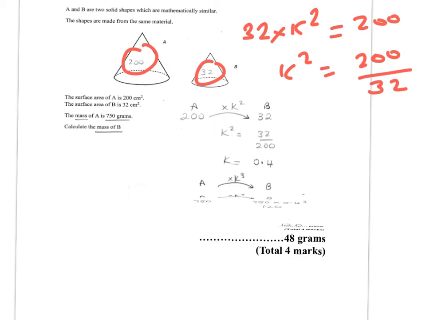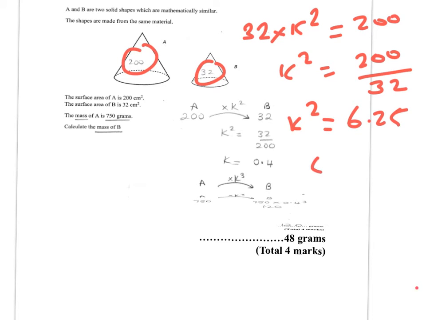Now, if you go ahead and quickly do this on your calculator, let's have a look what you'll get. I'm going to give you the exact answer to this question because we know what we're doing after we've got the scale factor. So 200 divided by 32 gives us an answer of 6.25. So here we go, write that now. So k squared equals 6.25.